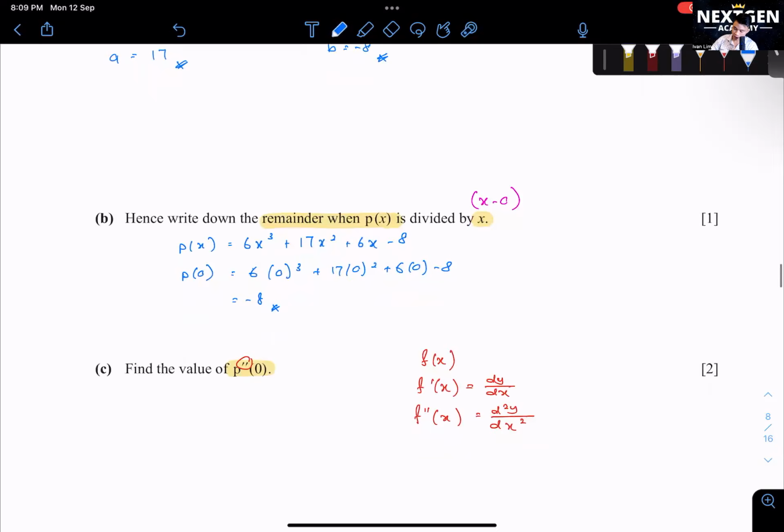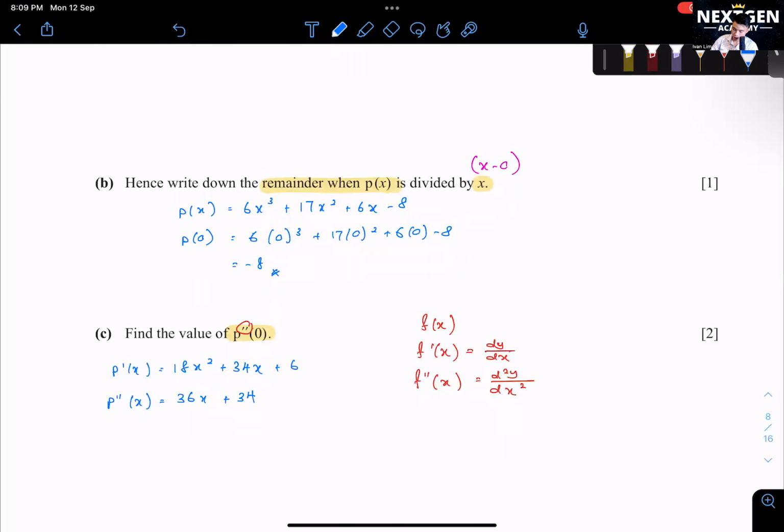So P prime x, we just need to differentiate it. 18x squared plus 34x plus 6. So this is my dy over dx or P prime x. Then P double prime x, that means I differentiate it once more. You get 36x plus 34. Then after that, I want to sub in 0. So 36 times 0 plus 34, we will get 34.